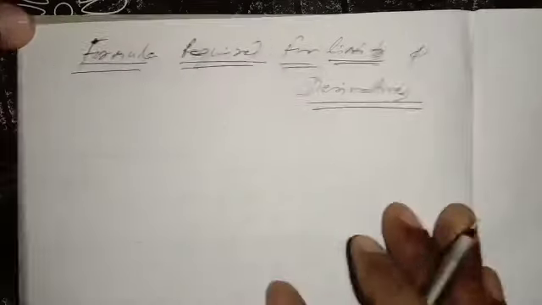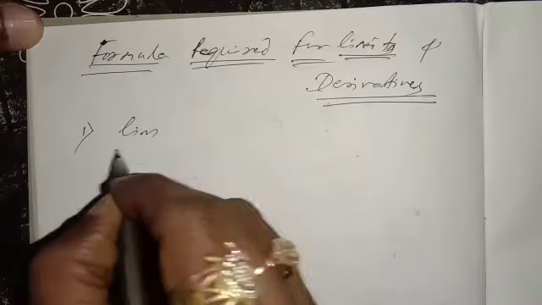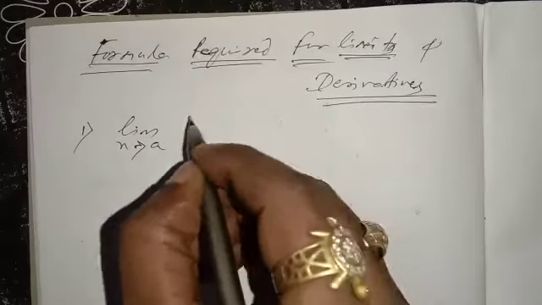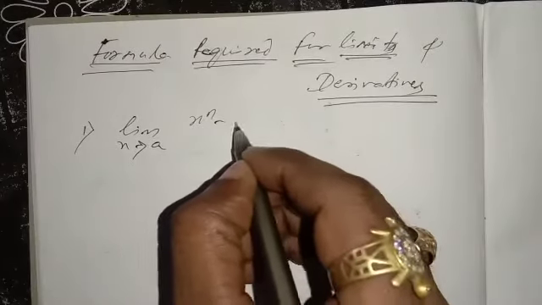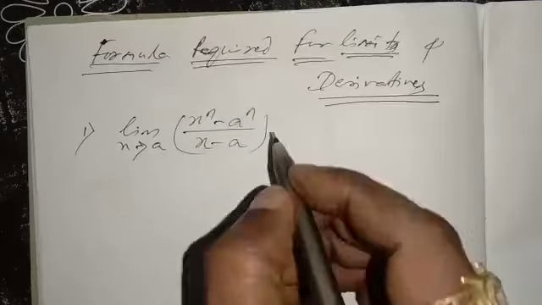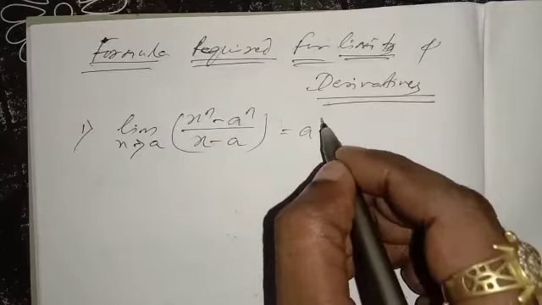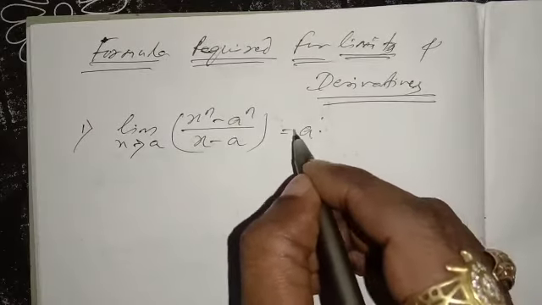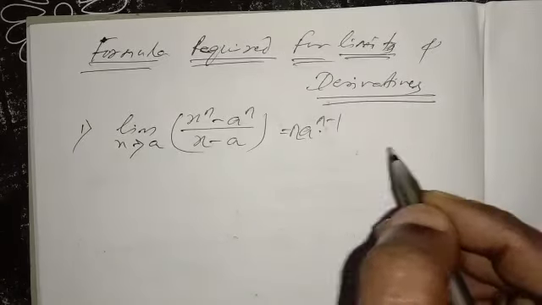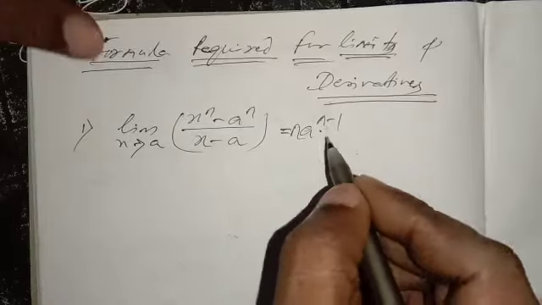Okay. Number 1, limit x tends to a, (x to the power n minus a to the power n) by (x minus a) is equal to, the answer will be n into a to the power n minus 1. Here n means the power: n into a to the power n minus 1.